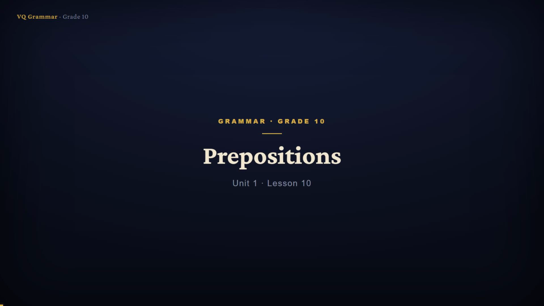This is Unit 1, Lesson 10, and today we meet one of the smallest parts of speech, and one of the busiest, the preposition. These are little words like under, before, and because of. They look like nothing at all, yet they carry an enormous amount of meaning, because they tell us how one thing stands in relation to another. By the end of this lesson, you'll be able to find any preposition, name its object, and mark off the phrase it builds. Let's get started.